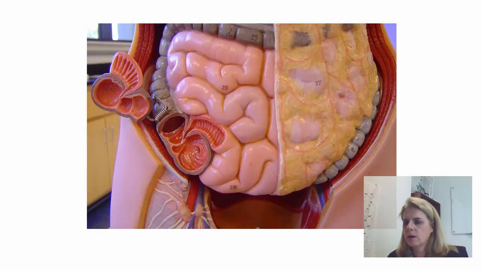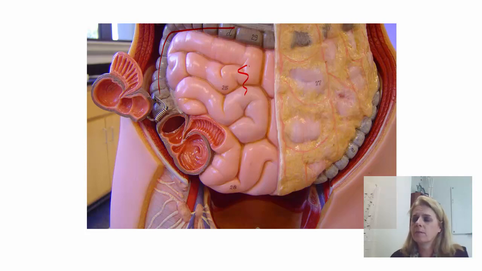This is a view of the intestines. And so the gray is going to be your large intestine. All the pink stuff is small intestine. The models are not real good at really distinguishing between jejunum and ileum. So if it's toward the top, assume it's jejunum. If it's toward the bottom, consider it's the ileum.